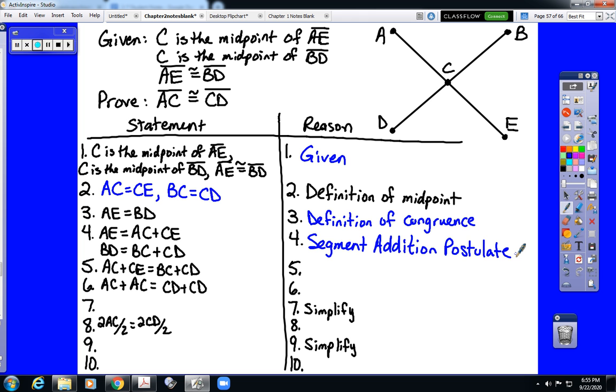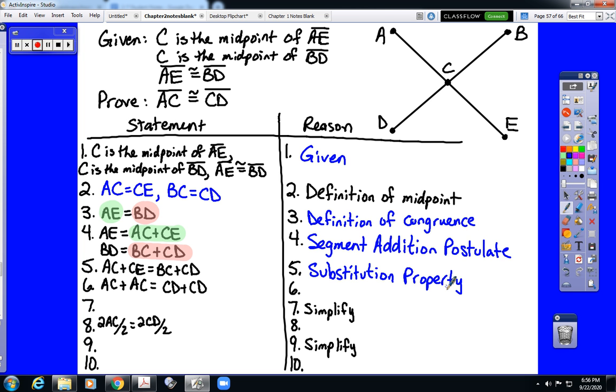So step 5, what they've done is they have taken the equations from step 4, AE equals AC plus CE, and they have replaced AE in statement 3. They did the same thing on the other side of the equation. They replaced BD with BC plus CD. So they're plugging both equations from step 4 into the equation from step 3 to create step 5. That is the substitution property. We are substituting those equations from step 4 into the equation in step 3 to create the equation in step 5.